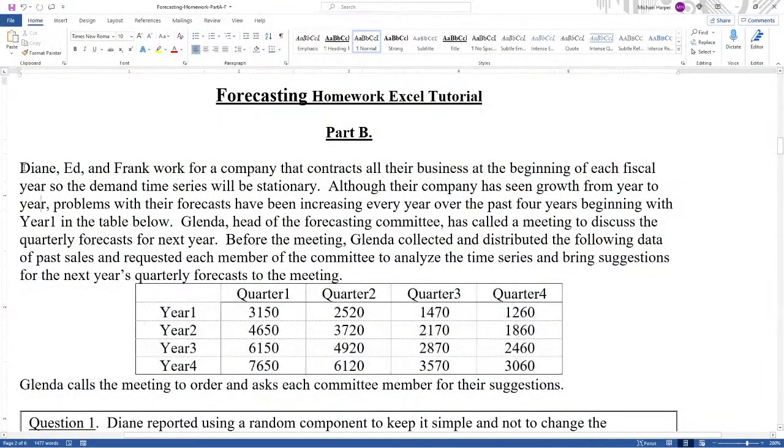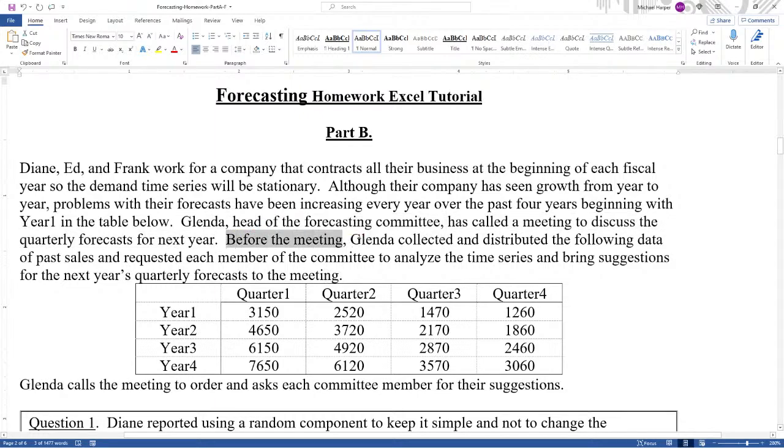Part B says Diane, Ed, and Frank work for a company that contracts all their business at the beginning of each fiscal year, so the demand time series will be stationary within the year. Although their company has seen growth from year to year, problems with their forecast have been increasing every year over the past 4 years, beginning with year 1 in the table below. Glinda, head of the forecasting committee, has called a meeting to discuss the quarterly forecast for next year.